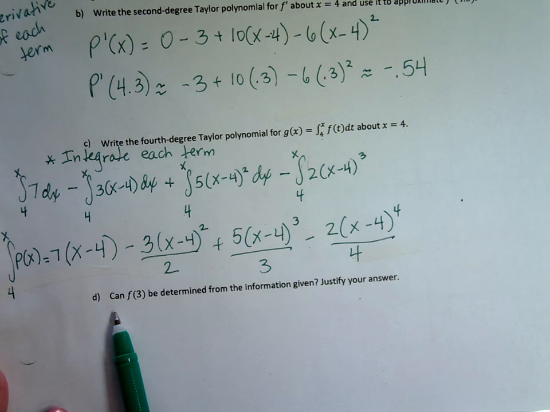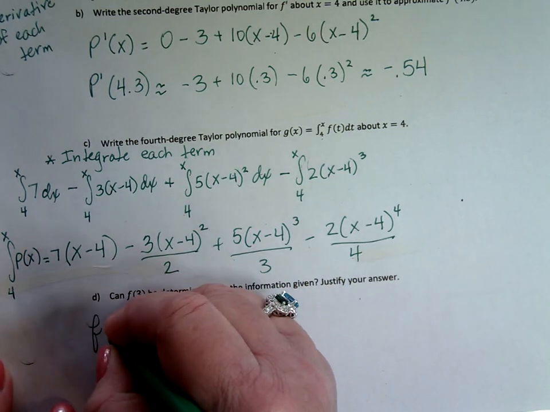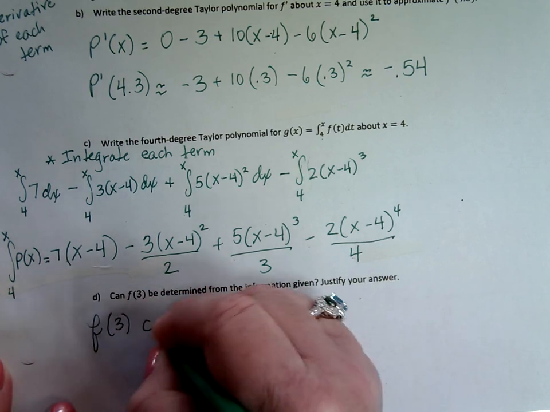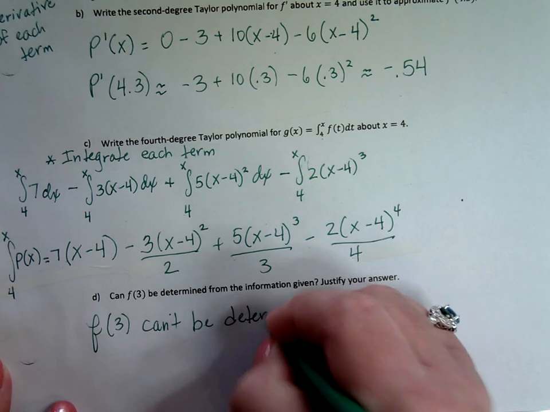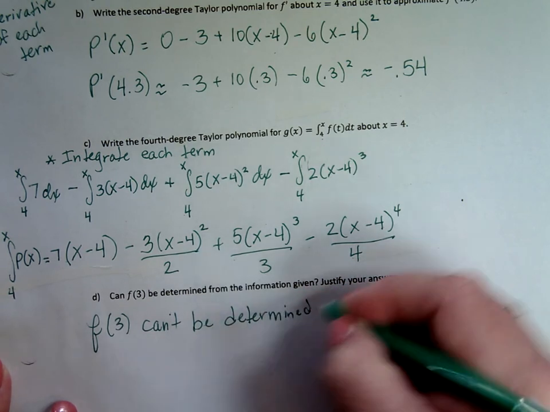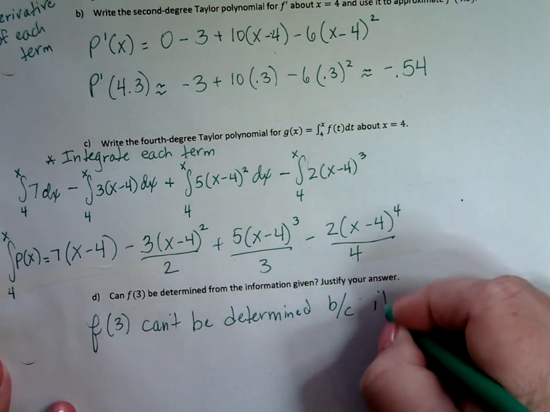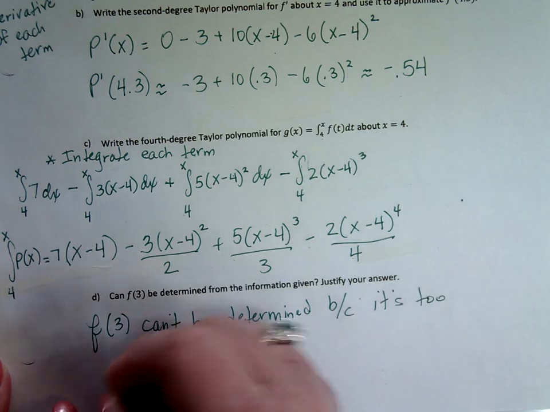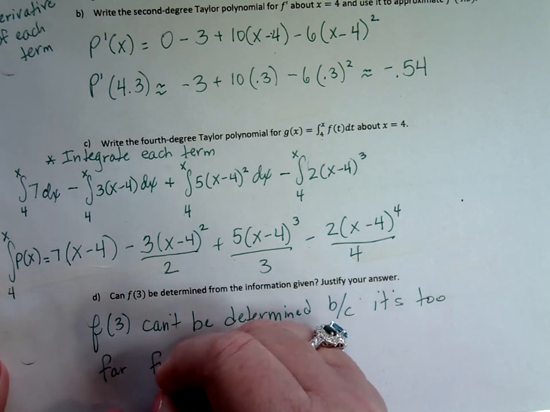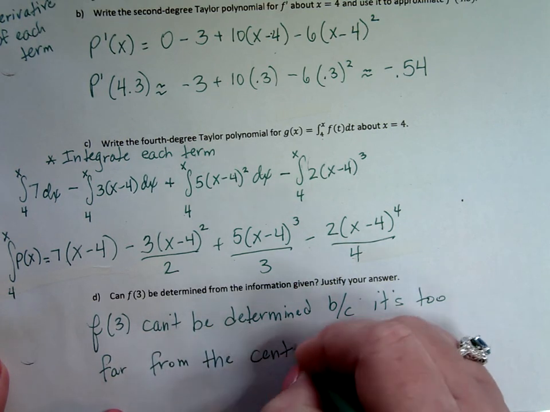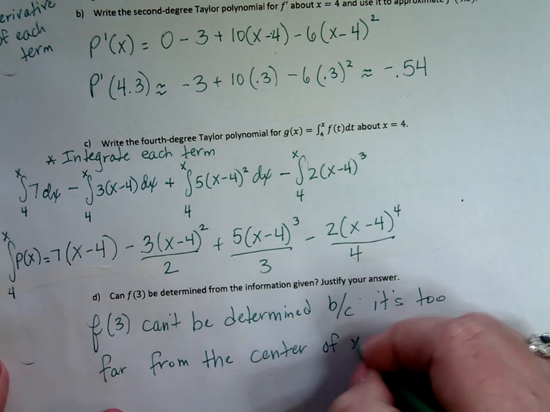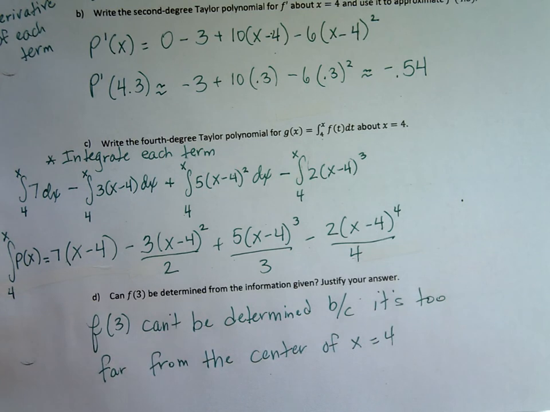And you say your answer is f of 3 can't be determined, I would say because it's too far from the center, the center x equals 4. The further away you are, the less accurate your approximation is going to be. 3 is way too far away.